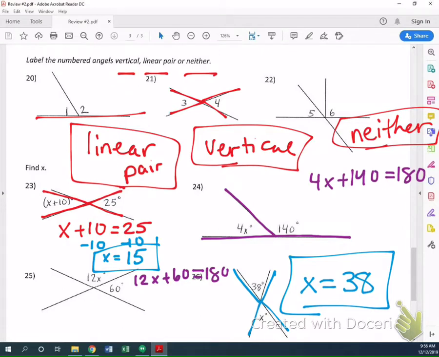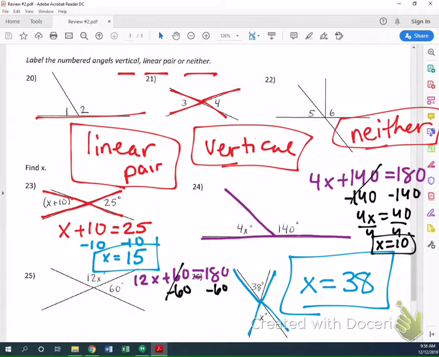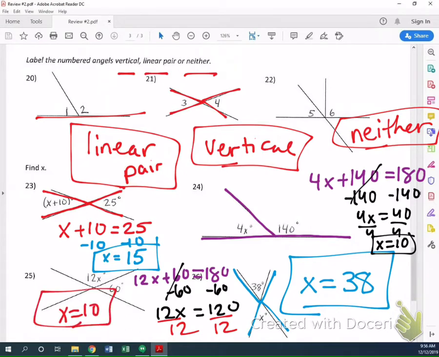So on number 24, I'm just going to subtract 140. So 4x equals 40. Divide by 4. x equals 10. I think x equals 10 down here too, if I recall. Because we subtract 60. Yeah, we get 120. Yep. That's just a coincidence. x doesn't always equal 10 or anything nuts. All right. And what are your questions?